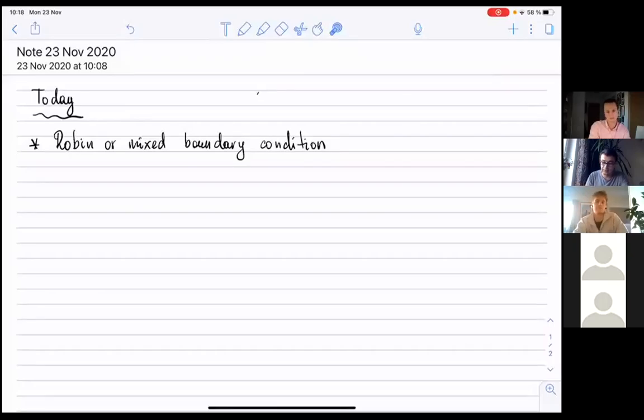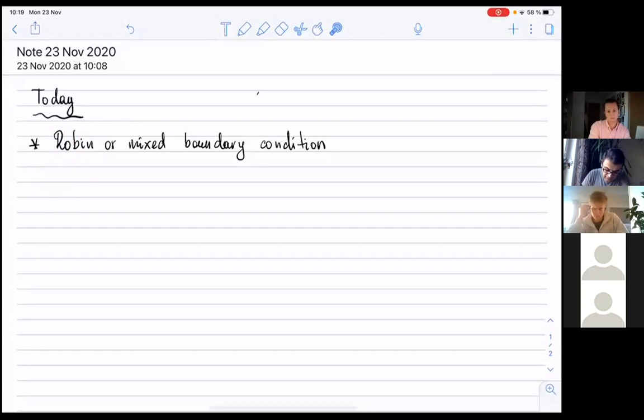Yeah, today we talk about the Robin boundary condition, and Robin boundary condition is usually also called mixed boundary condition, because so far we learned how to impose Dirichlet boundary condition and Neumann boundary conditions, and Robin boundary condition is a combination of these two boundary conditions.